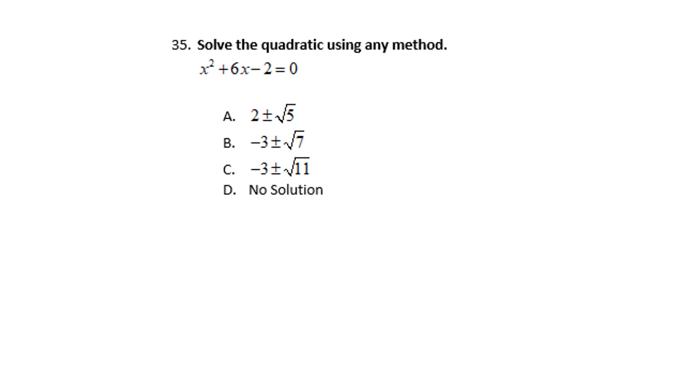Number 35. Solve the quadratic using any method. X squared plus 6x minus 2 equals 0. A is 2 plus or minus root 5. B is negative 3 plus or minus root 7. C is negative 3 plus or minus root 11. D is no solution.